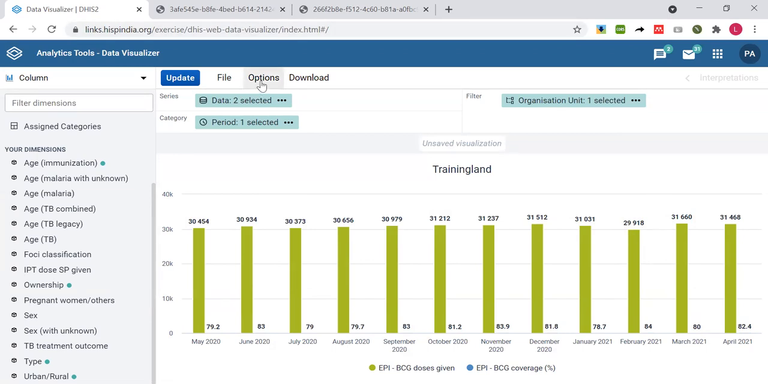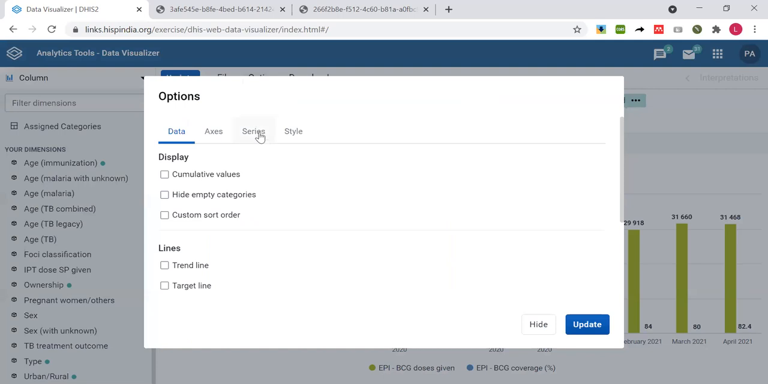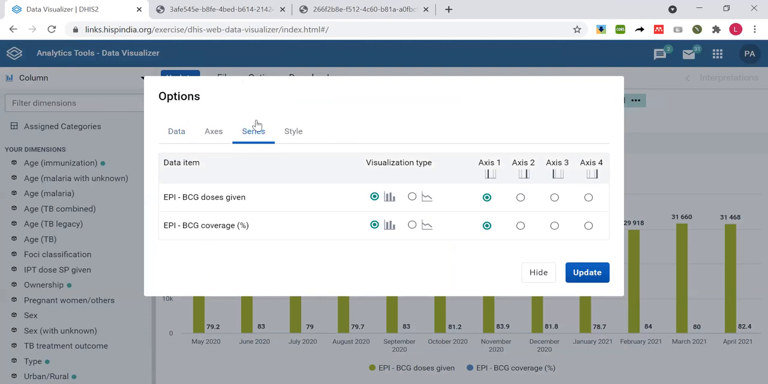What we have to do is we have to click on options, right? And then we move on to this tab called series. When we click on series tab, we are seeing our two data items, the doses given, which is the data element, and the BCG coverage, which is the percentage, right? So at the moment, both of them are in the same chart type, column, and both of them are in the same axis. So what we can do, to get the similar visualization as I showed you before, the saved favorite item, is convert one of these data items to a line. So let me convert this one to a line chart, right? I just do this one, okay?